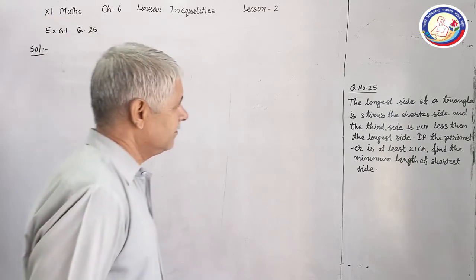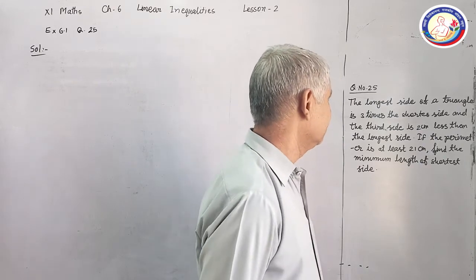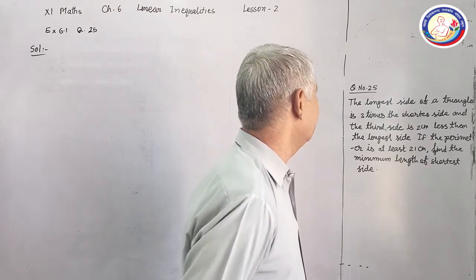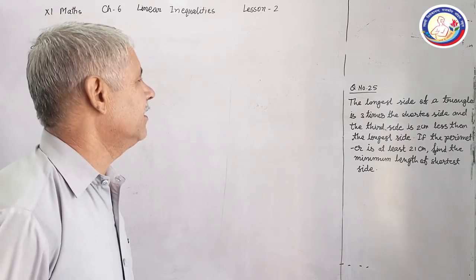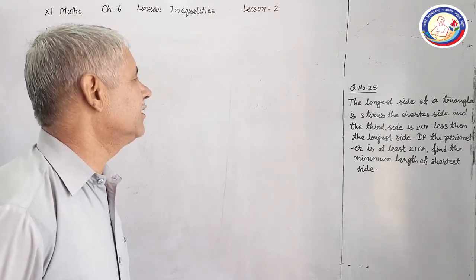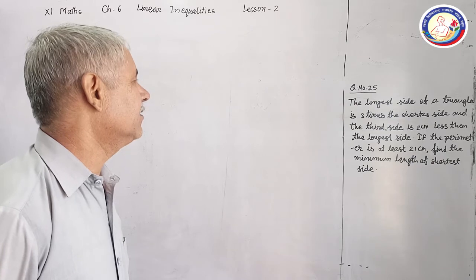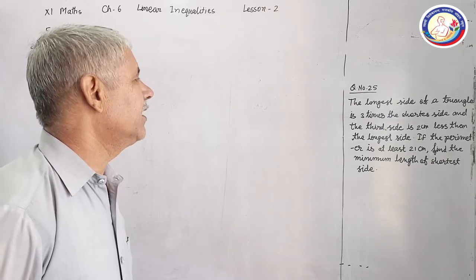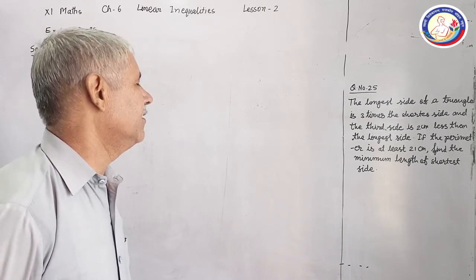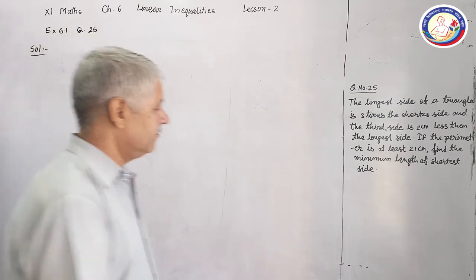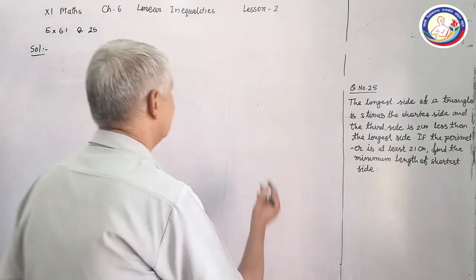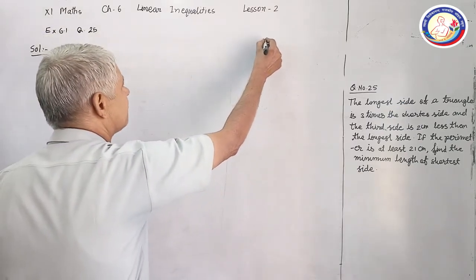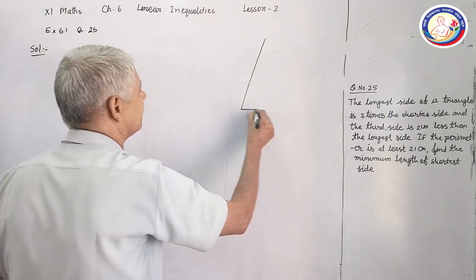We are given that in a triangle, the longest side is 3 times the shortest side, and the third side is 2 centimeters less than the longest side. Now I am explaining it with the help of a figure. I am drawing a triangle. Say this is a triangle.